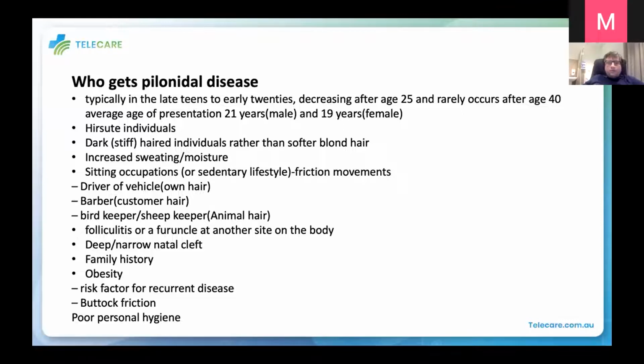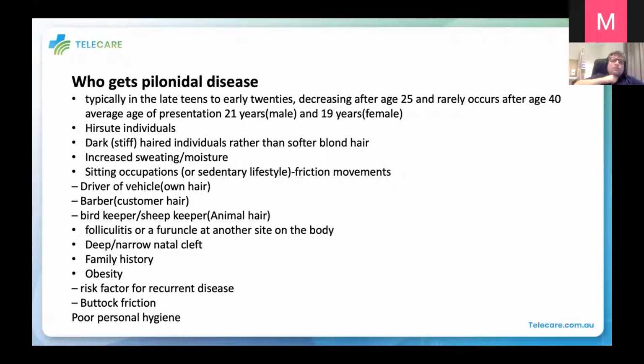And there's often an association with sweating, moisture, an occupational association with sedentary activity or activity where there's sort of friction on the bottom area, such as driving a lot. So like driving a truck or driving a taxi or a bus. It is described on other parts of the body in other occupations. You can get it in the web spaces of the fingers, which is typically described in barbers and hairdressers. It's also described in other parts of the body in people who keep sheep or birds.